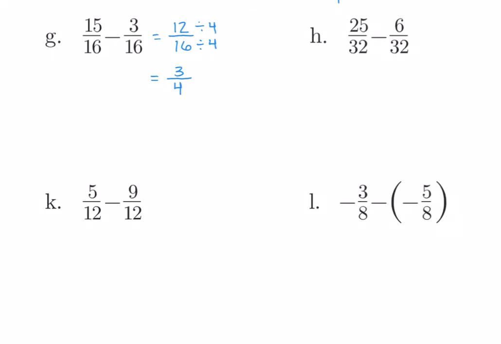All right, one more. All right, so H, we have 25 minus 6. We're going to subtract our tops. 25 minus 6 is 19. Keep the bottom, and we get 19 over 32. All right, that takes care of our adding and subtracting.